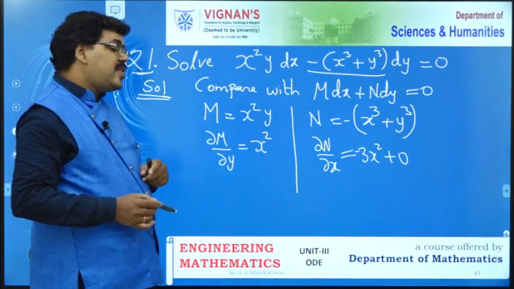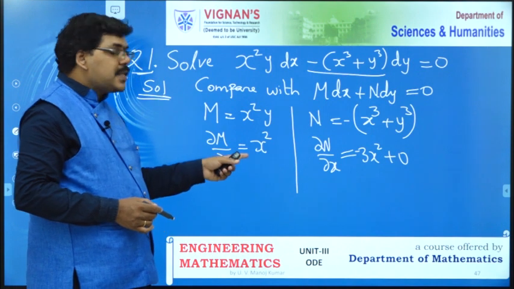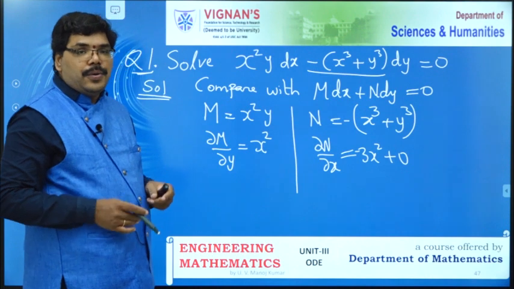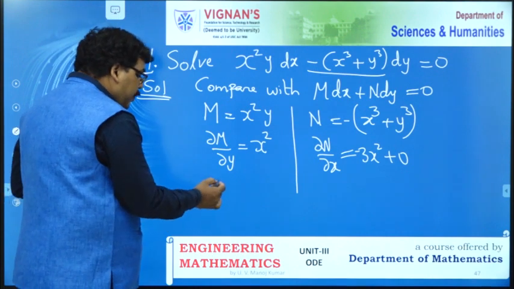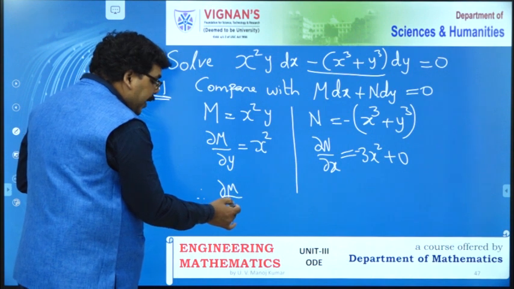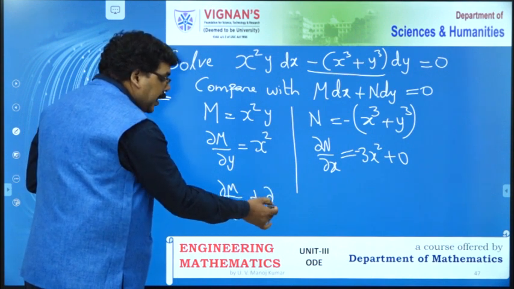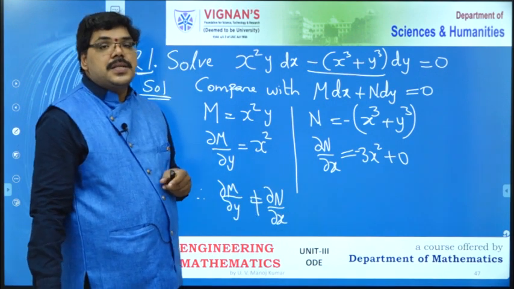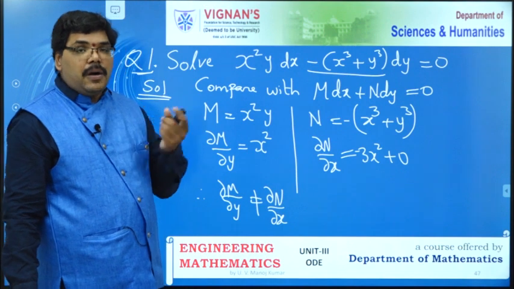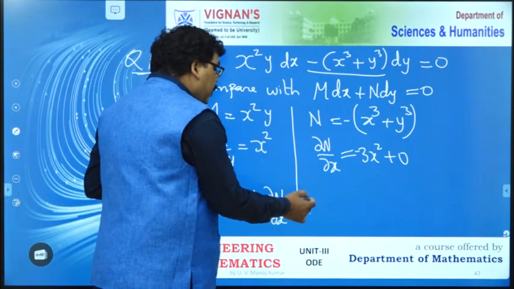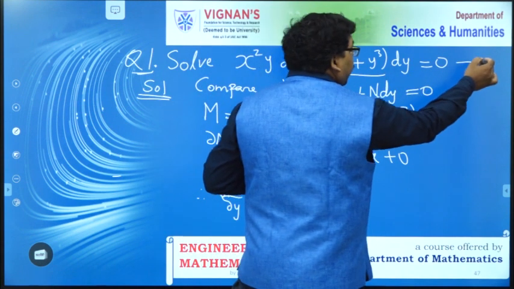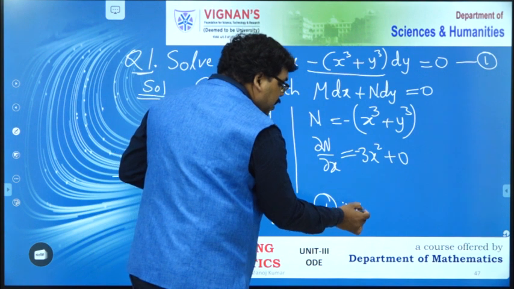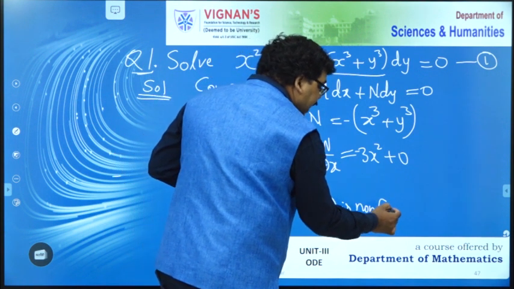What is the final answer? Minus 3x square. ∂M/∂y is x square, ∂N/∂x is minus 3x square. Are they equal? No. Therefore ∂M/∂y does not equal ∂N/∂x. When the condition fails, we say the given differential equation is non-exact. Let us write this as equation 1: equation 1 is non-exact.